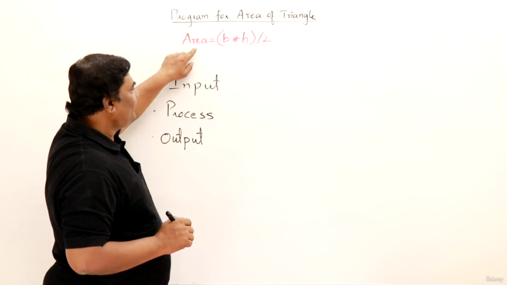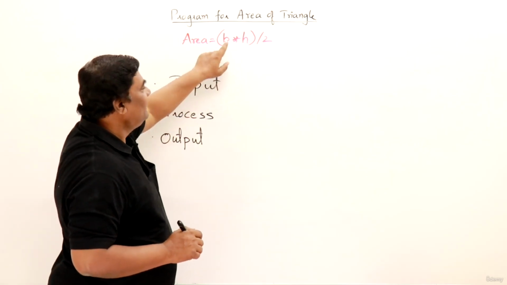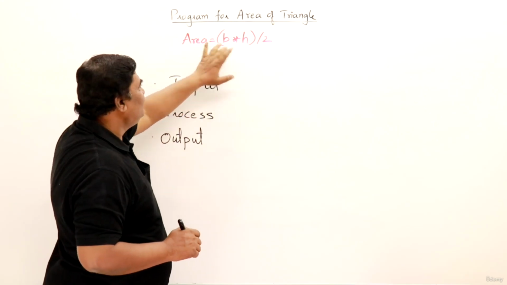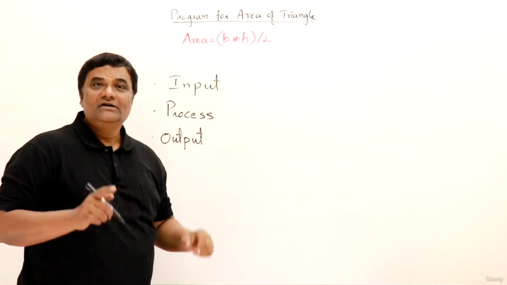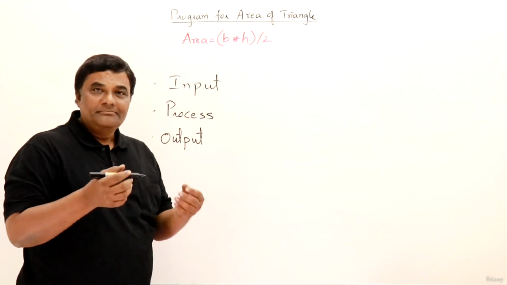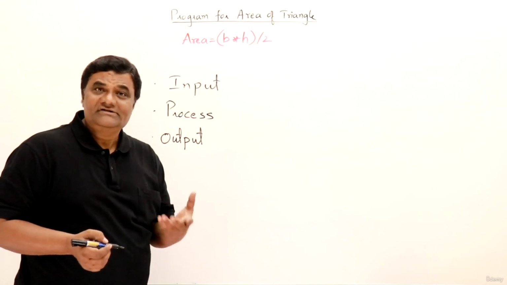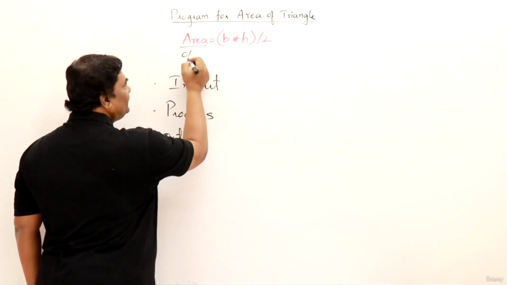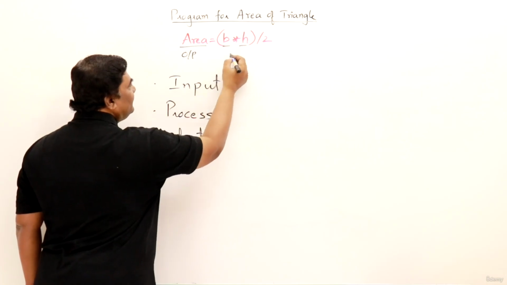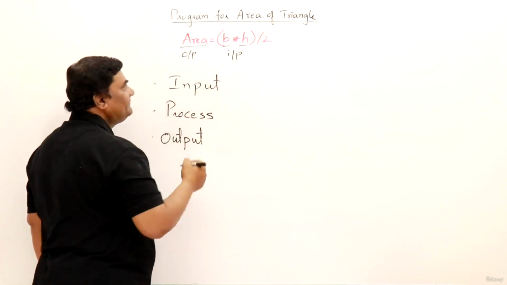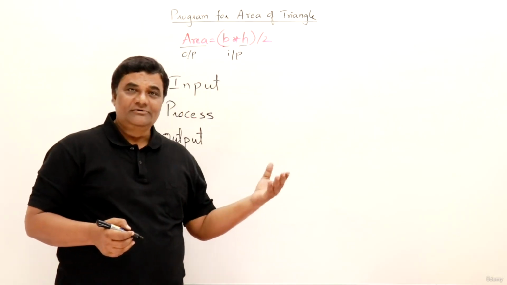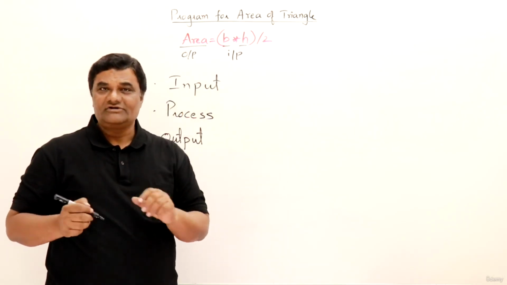We have to write a program for finding the area. So this is the formula: base into height divided by 2, and that is the area. In this, what is input? Base and height are input. Then what is output? Area is output. So this is output, and these two are the inputs of the program. So now the program should take two inputs and then give the output.